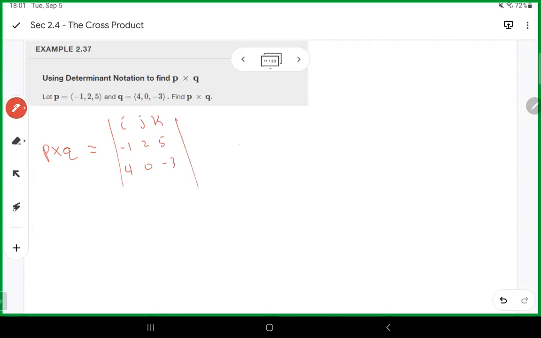Okay. So then we're just going to pull our pieces. 2, 5, 0, negative 3, i, minus negative 1, 4, 2, 0, j, plus negative 1, 4, 2, 0, k.